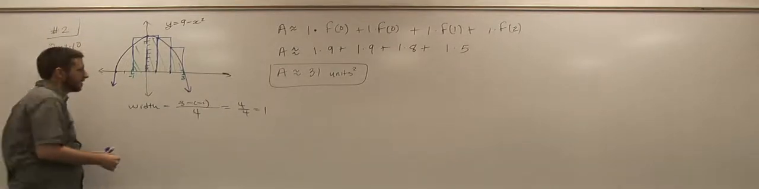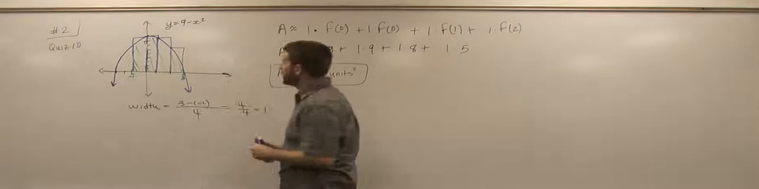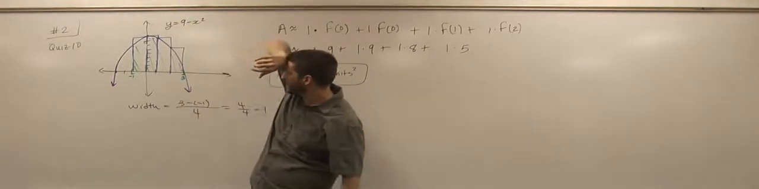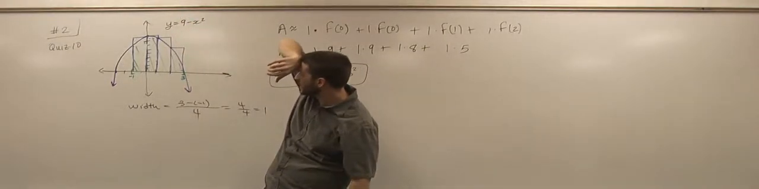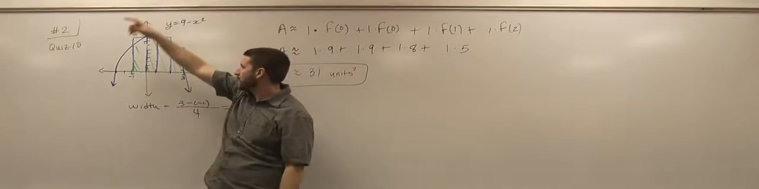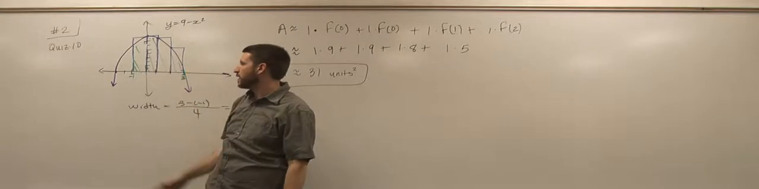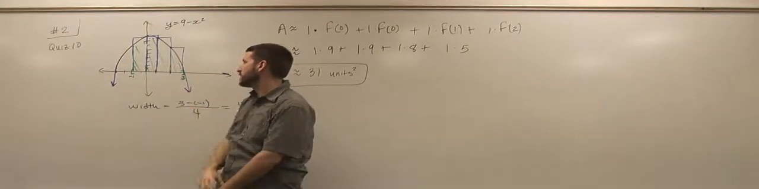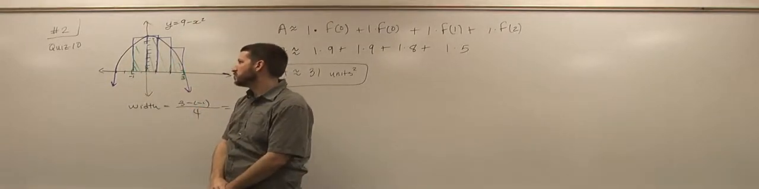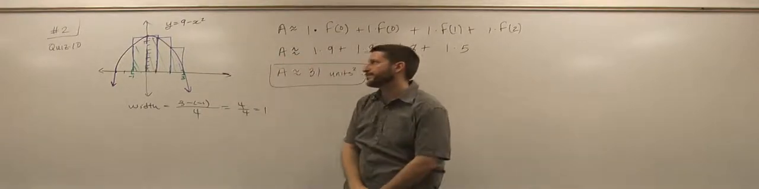So the problem is basically that this guy over here is increasing, but this guy over here is decreasing. Right? And when it changes from increasing to decreasing, you have to change where you draw your rectangle to get upper sums.